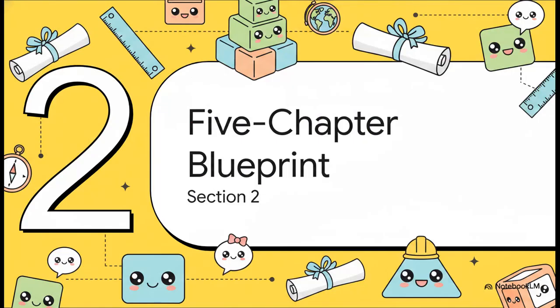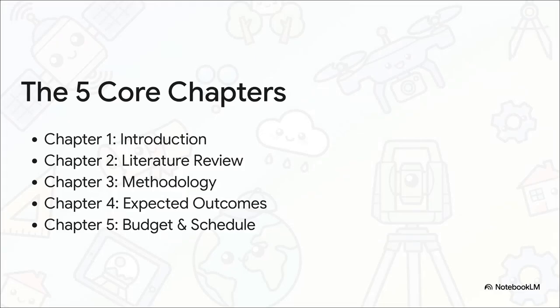Moving right along to Section 2, the 5-chapter blueprint. Now that you've nailed down your topic, we have to talk about the actual structural framework of your document. Because trust me, formatting and organization are just as important as your ideas here. Your proposal isn't just a giant essay. It's a highly constructed system built on 5 load-bearing chapters, plus your cover page, references, and appendices.